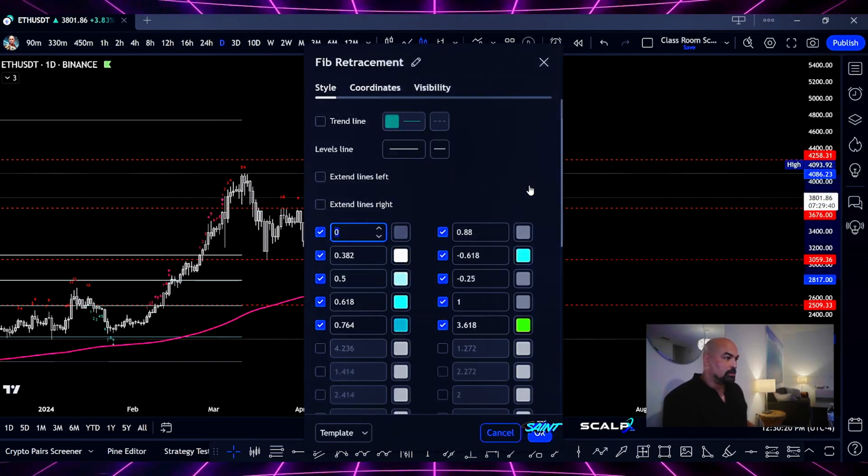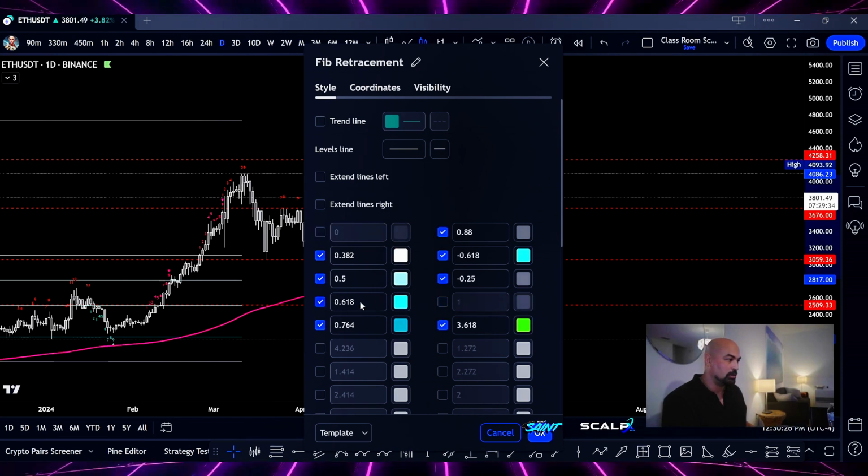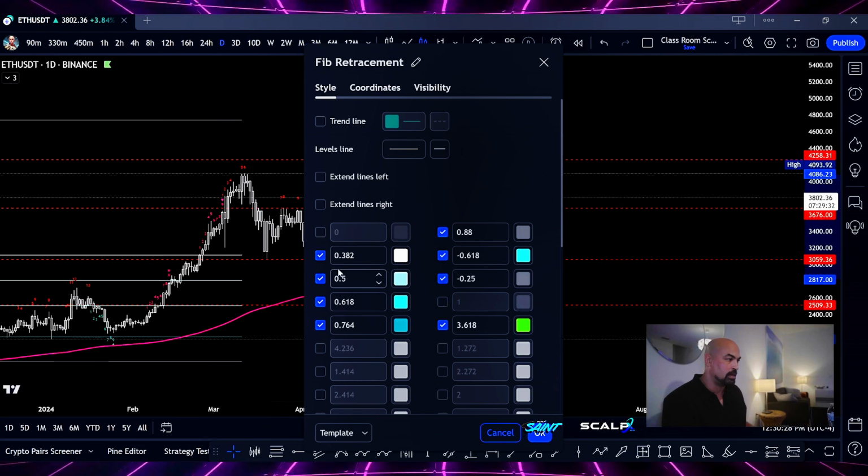So since I'm measuring resistance here, I don't need this 0.0, I don't need 1. I do want the 618. I do want the 0.5.